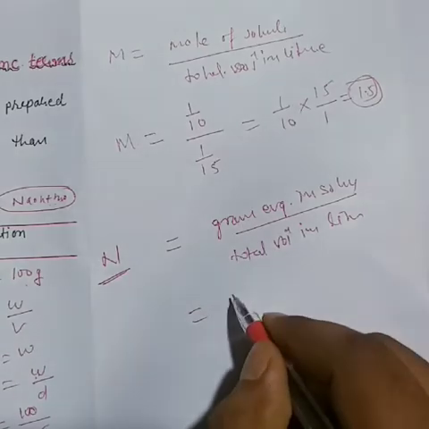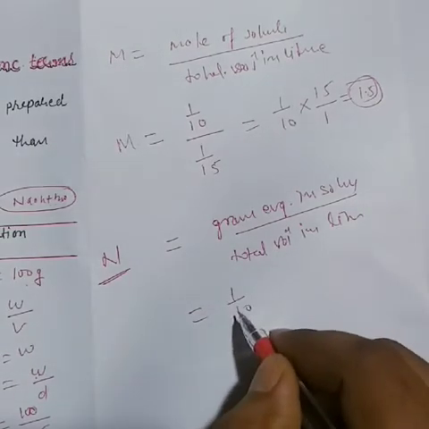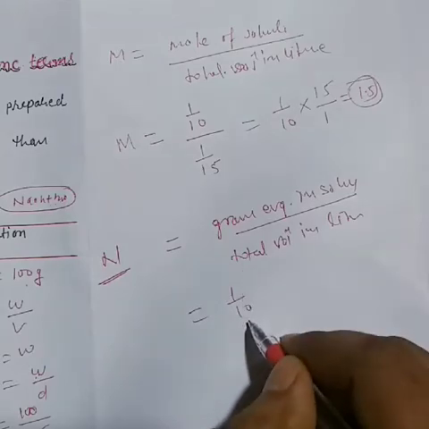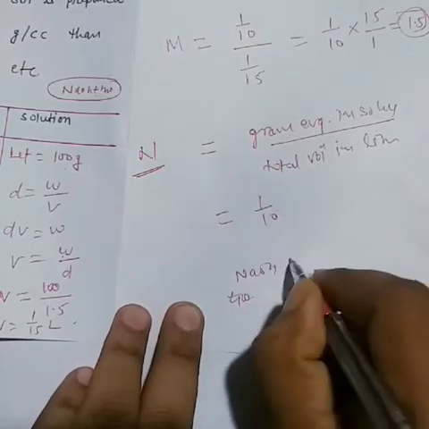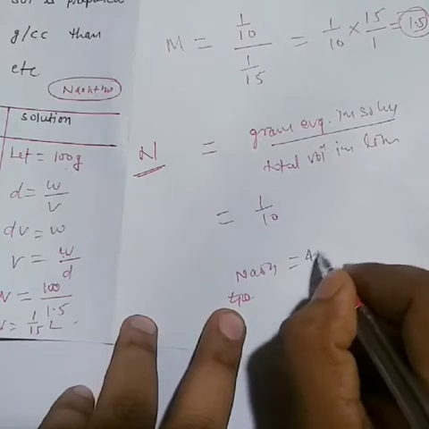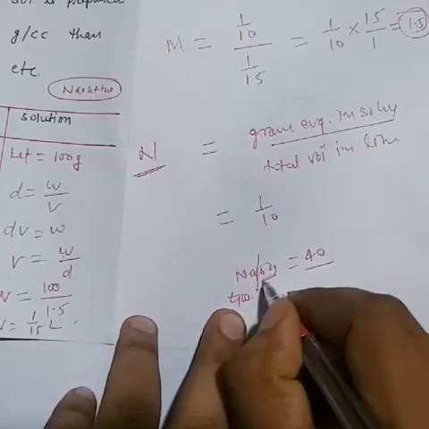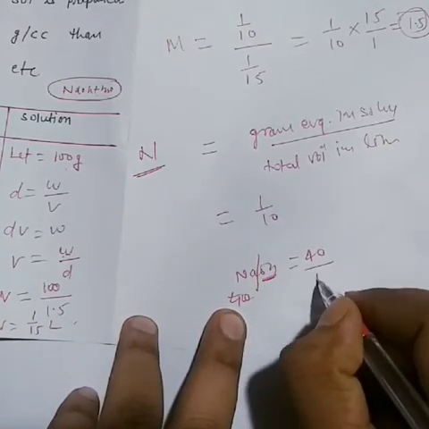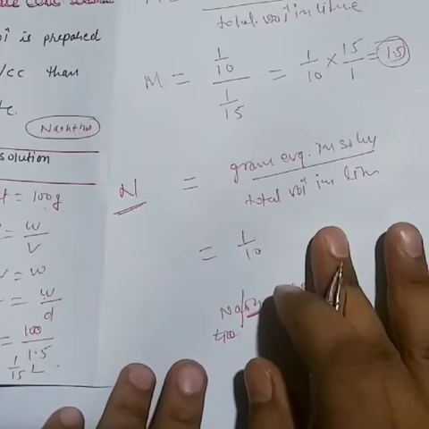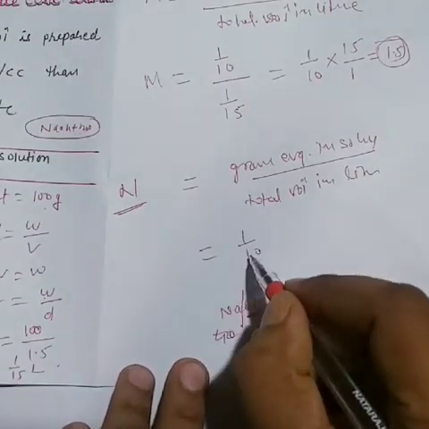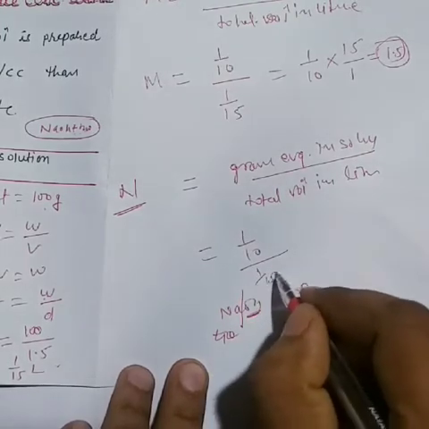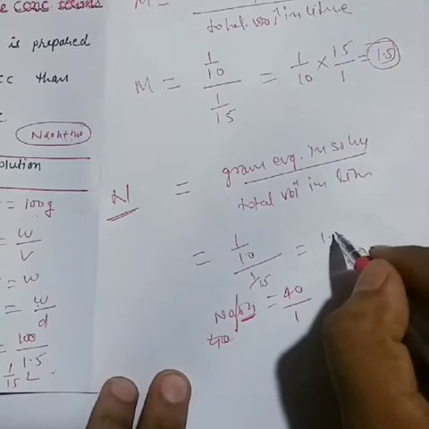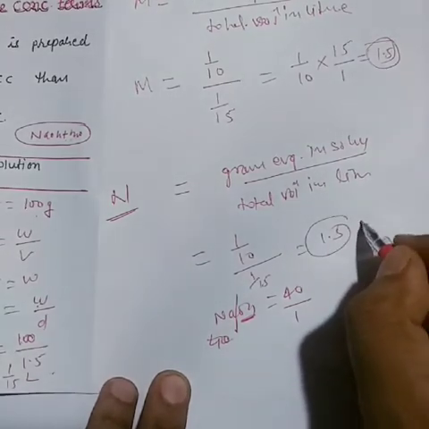Now see, similarly 1 upon 10, because the equivalent weight of sodium hydroxide is 40, that means NaOH, what is the molecular mass, 40, and what is the basicity, number of hydroxide ion, that is 1. So how much is that, 40. So whenever we take 4 upon 40, it remains 1 upon 10 upon 1 upon 15. So definitely it will also be 1 upon 15 liter.